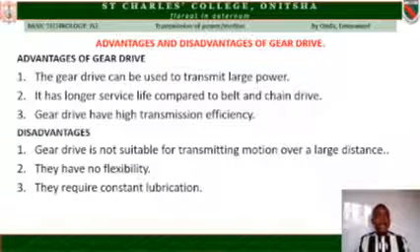The gear drive has high transmission efficiency. It works effectively. It is reliable. The disadvantages of the gear drive are as follows. One, gear drive is not suitable for transmitting motion over a large distance. You cannot use the gear drive to transmit motion or power over a large distance. Two, they have no flexibility, no ability to change. Three, they require constant lubrication. When you talk about lubrication, you talk about oil, lubricants that are applied on the gear drives.